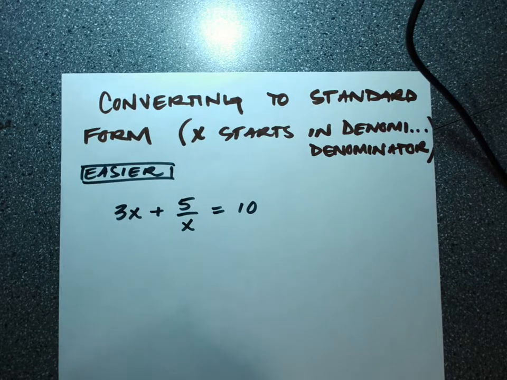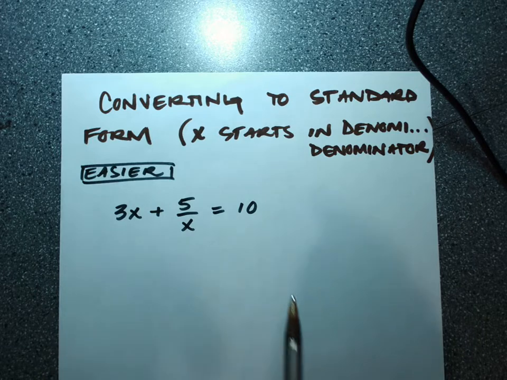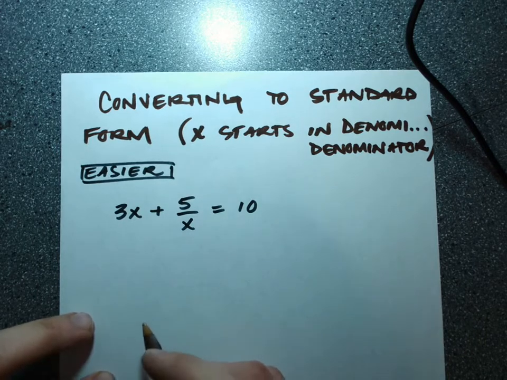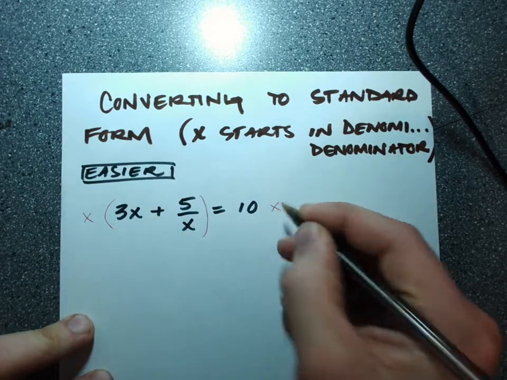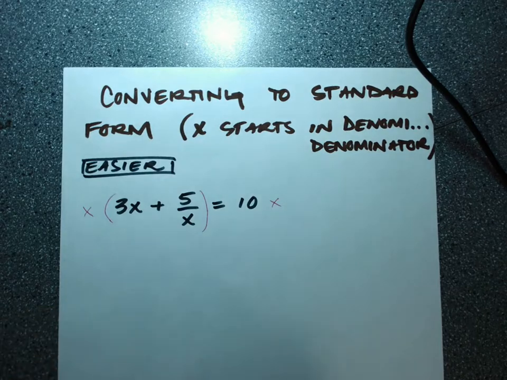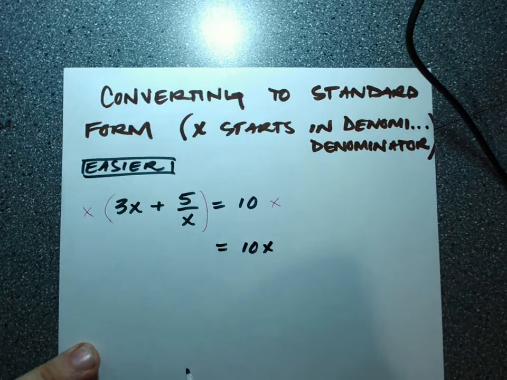So the first step that we have to do is multiply through by a factor of x to everything. Now, if you multiply the left-hand side by x, you multiply the right-hand side by x, it'll still be equal. However, it'll appear a little different. So 10x is over on this side.